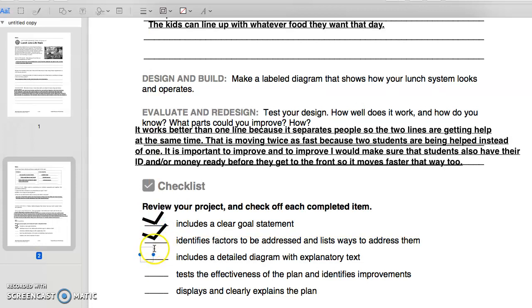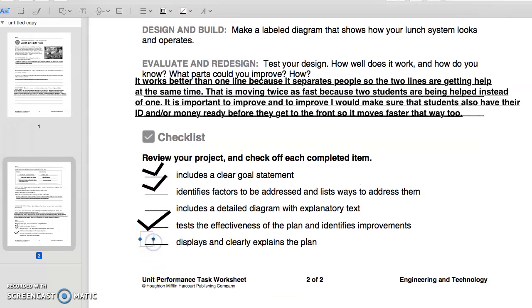Detailed diagram. You guys would probably have your diagram, so I won't check mark it because I didn't do it, but you can. You made your diagram with your 2 different lines. Test the effectiveness. Yep, we tested it. We identified some improvements. Yep, we said we were going to have people be ready to pay right away as well. Displays and clearly explains the plan. I feel like we do.